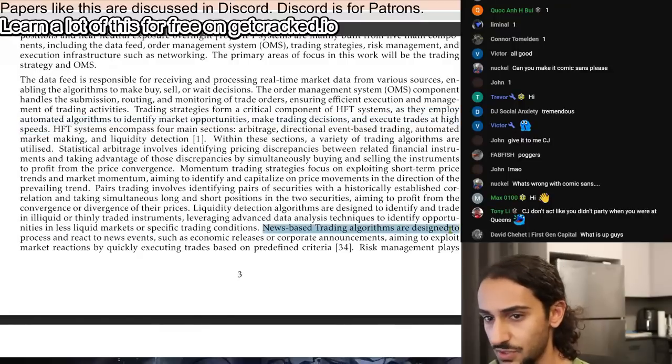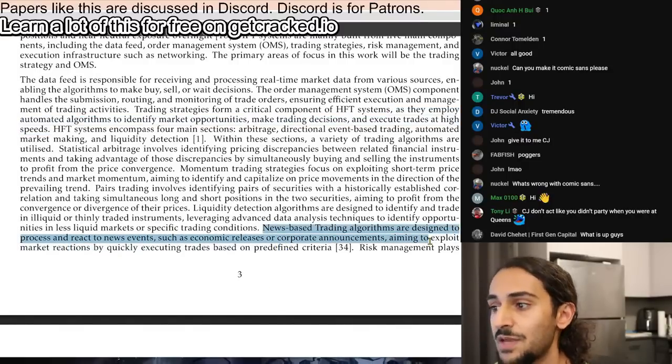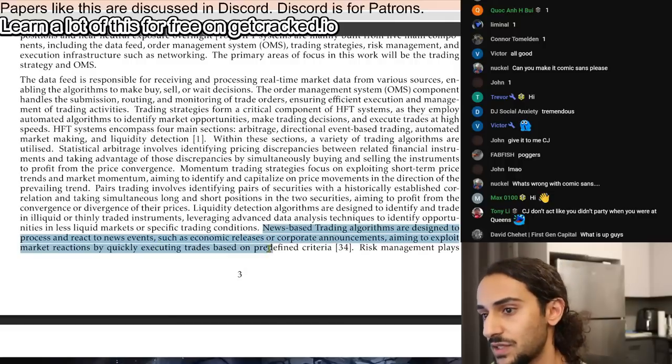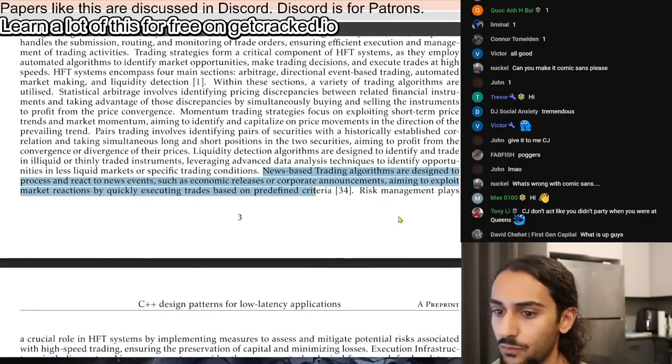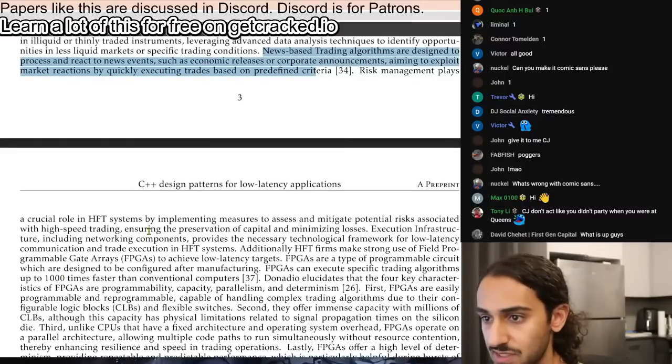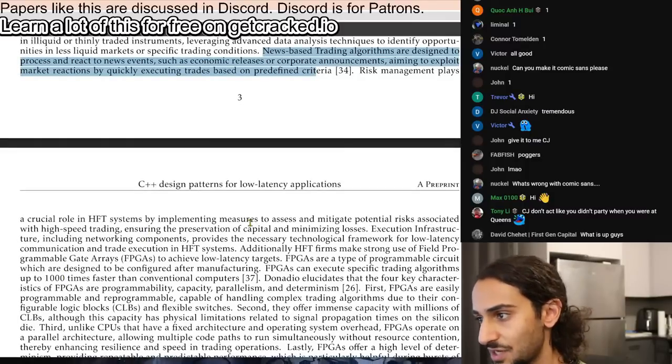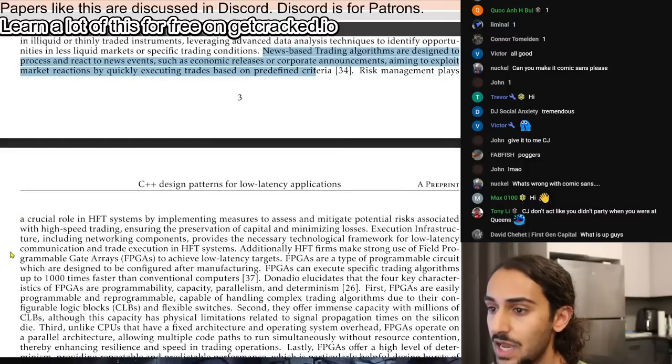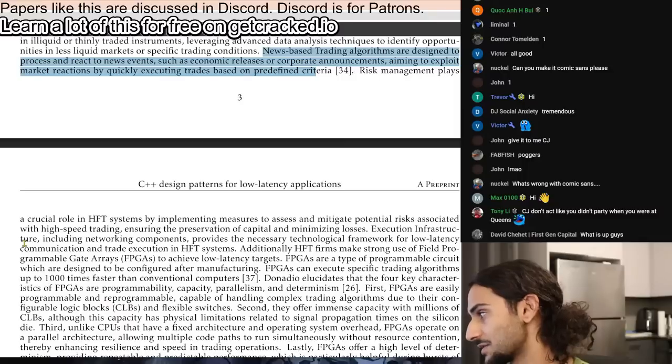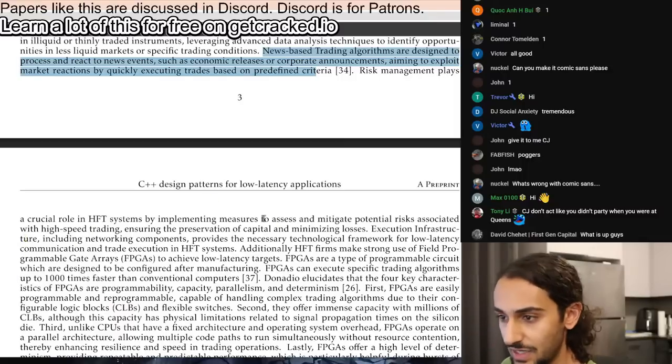News-based trading algorithms are designed to process and react to news events such as economic releases or corporate announcements, aiming to exploit market reactions by quickly executing trades based on predefined criteria. Risk management plays a crucial role in HFT systems by implementing measures to assess and mitigate potential risks associated with high-speed trading, ensuring the preservation of capital and minimizing losses. Until now, everything here is quite straightforward.